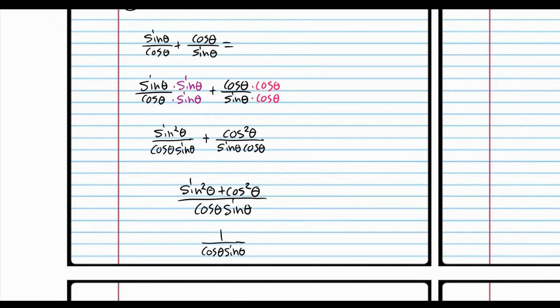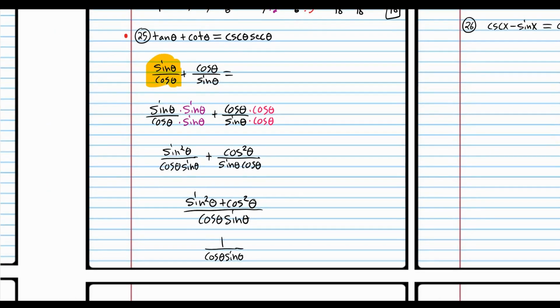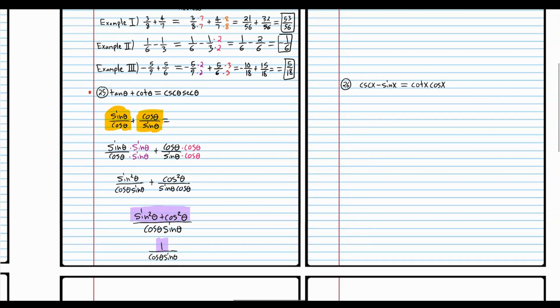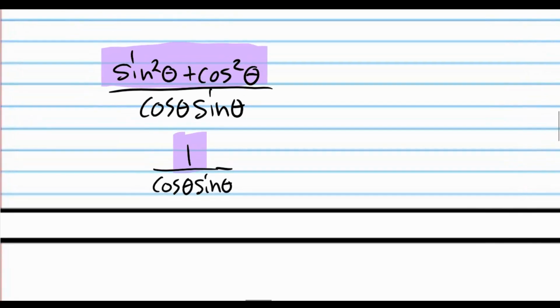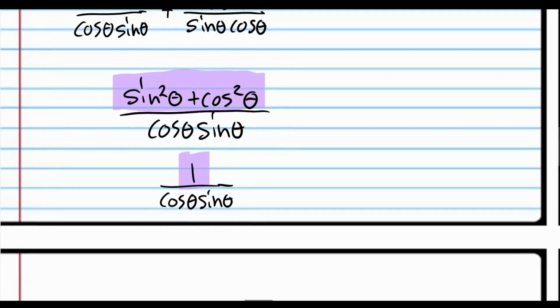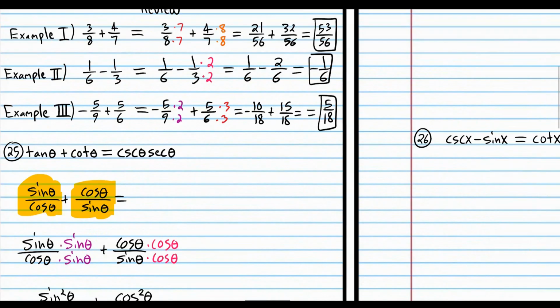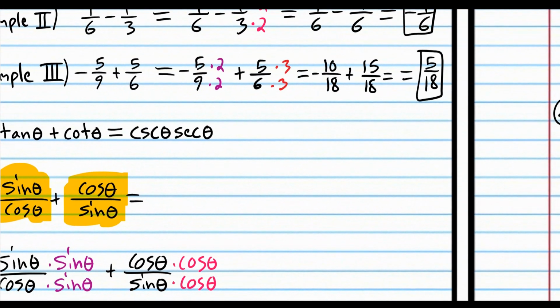So we used a ratio identity in the first step, 2 ratio identities. Then we used a Pythagorean identity. And we're out of room, but that's okay. We can go up here. We have 1 over cosine theta times sine theta. I'm going to copy that just so we don't have to wonder. And we're trying to get to cosecant theta times secant theta.